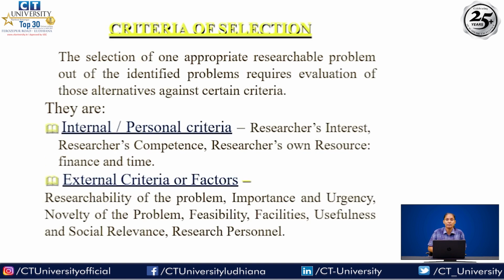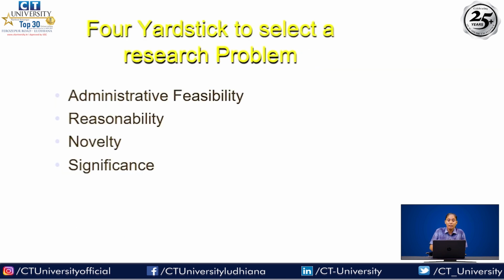Another is criteria of selection, how to select the research problem. The selection of one appropriate researchable problem out of the identified problems requires evaluation of those alternatives against certain criteria. They are internal and personal criteria: researcher's interest, researcher's competence, researcher's own resources, finance and time. External criteria or factors: researchability of the problem, importance and urgency, novelty of the problem, feasibility, facilities, usefulness, social relevance and research personnel. Four yardsticks to select a research problem: first is administrative feasibility, second reasonability, third novelty, and last one is significance.